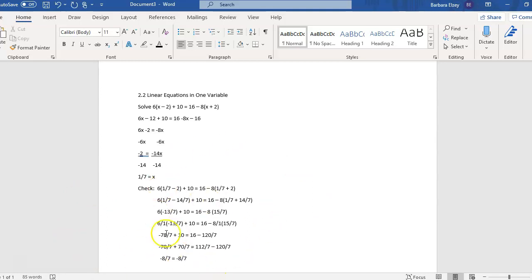Now, it's not necessary to go through these checks all the time, but it's good to know how to do it. And of course, it's a good fraction review for us to have done that one.